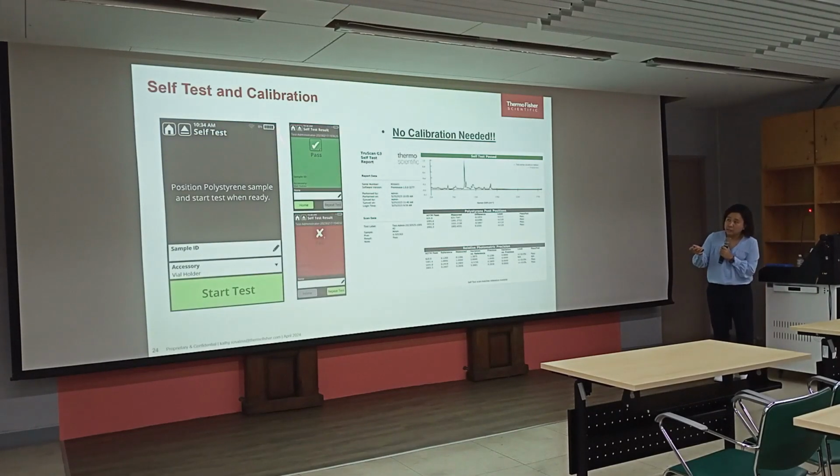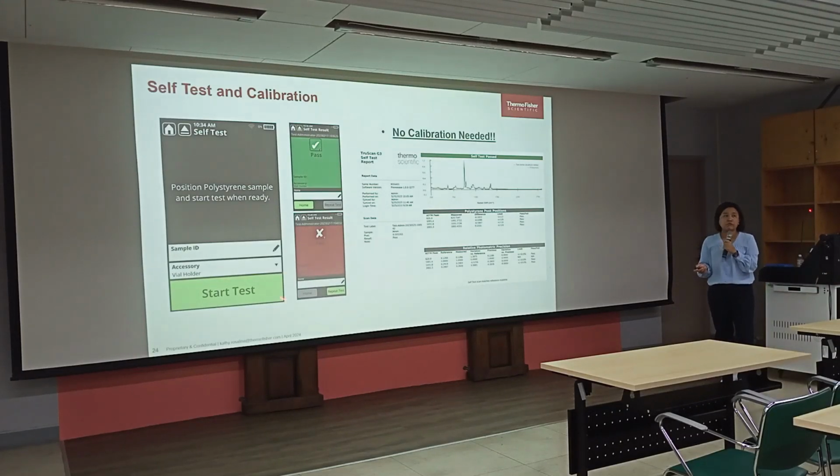Okay, so that part is more on how we develop the method and validate the method. Once the method has been validated, you start to use the instrument to perform the analysis. First you have to go through the self-test, like I just mentioned. This is a very simple test. You use a polystyrene rod, so it only takes seconds to complete, and it will show whether your result is passed or failed.